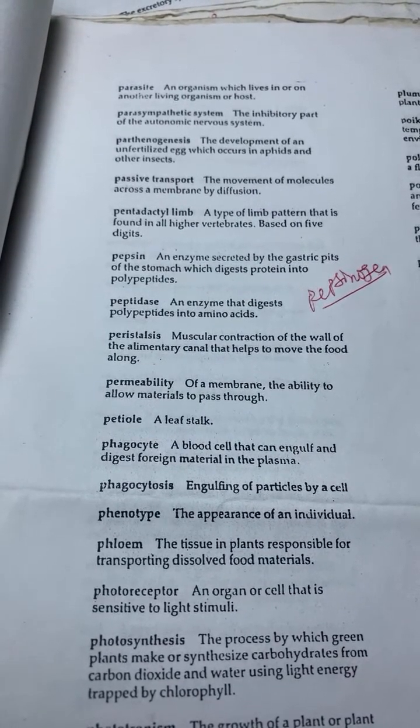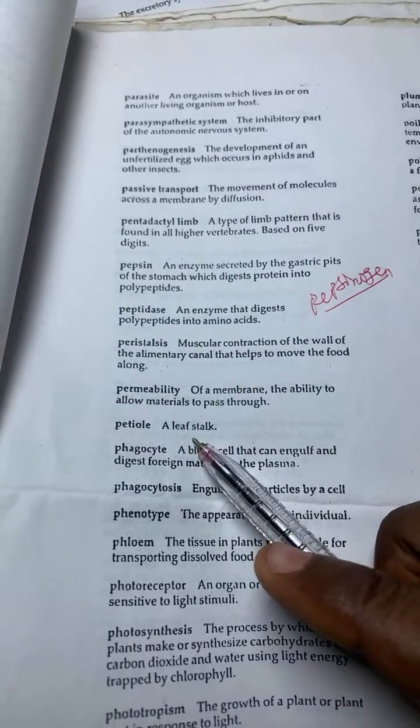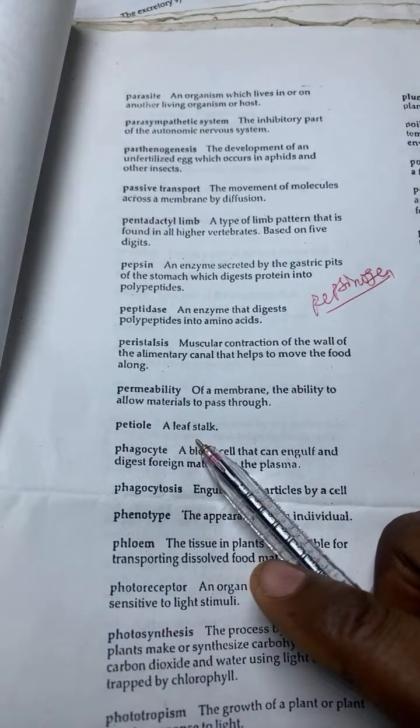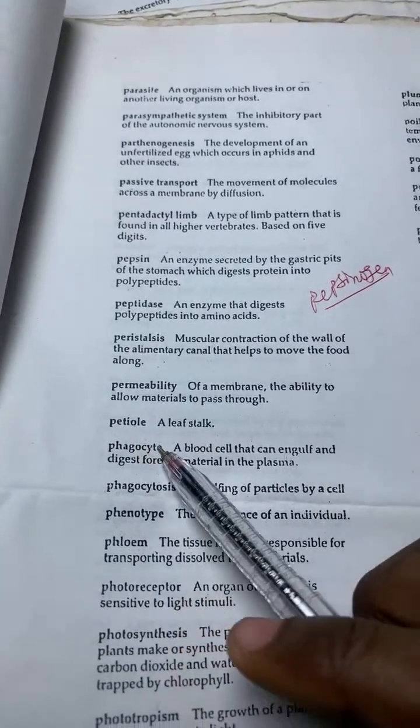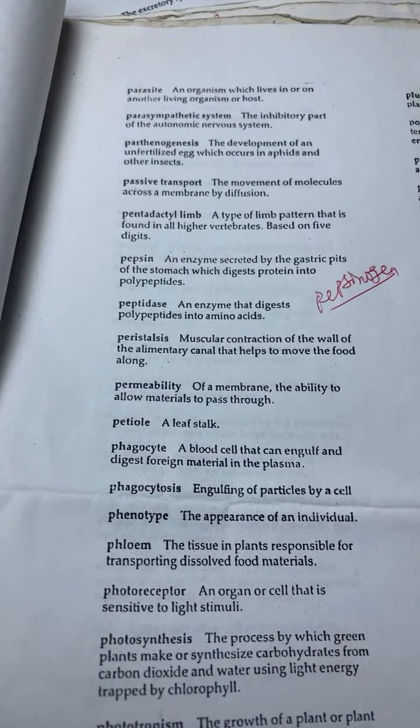All right, so we have what we call a petiole. A petiole is the same thing as what? A leaf stalk. If you don't call it petiole, you call it what? A leaf stalk. And then we have phagocyte. A phagocyte is a blood cell that can engulf and digest foreign material in the plasma.